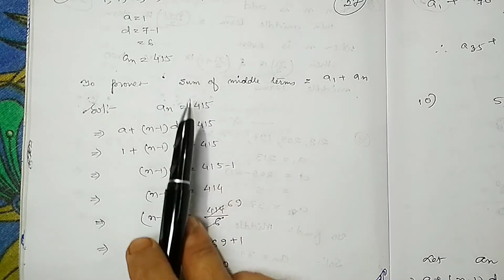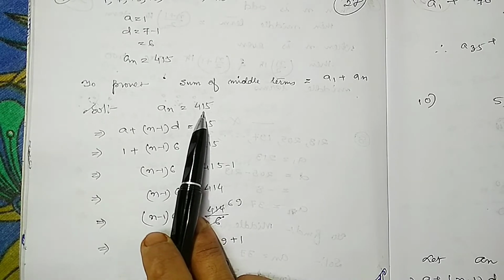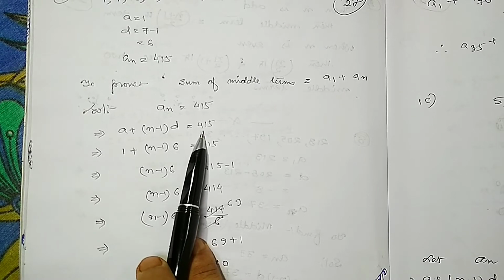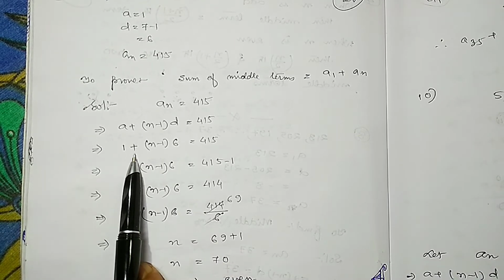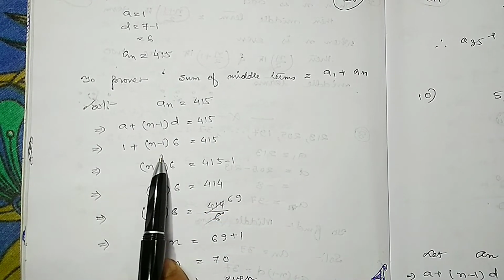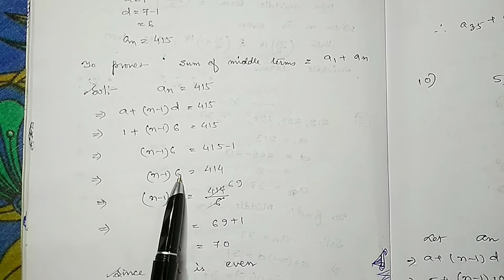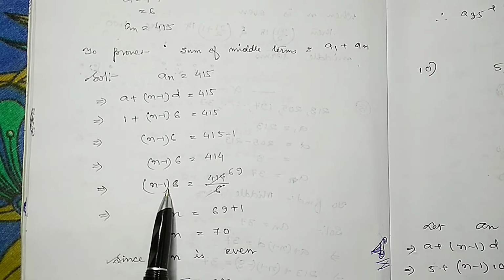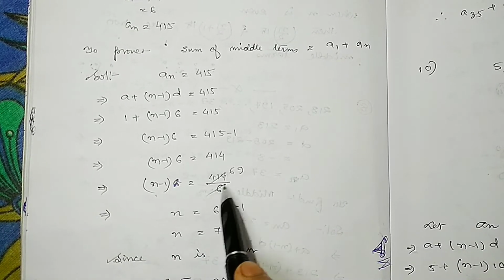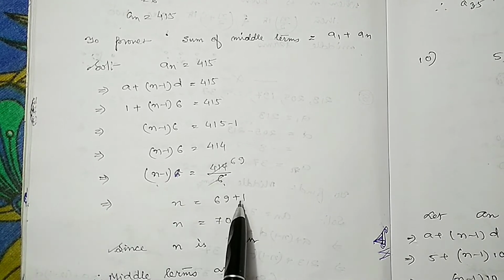Since we don't know n, first of all we have to calculate n using the term formula. an is 415 given in the question. So a plus (n minus 1) into d is 415. a here is 1, d is 6. So we are replacing these values. So (n minus 1) into 6 will be 415 minus 1. (n minus 1) into 6 is 414. n minus 1, this 6 goes to the other side, n minus 1 is 414 by 6. Cancel, you get 69. So n minus 1 equals 69, and this minus 1 I have transferred, it will be plus 1.